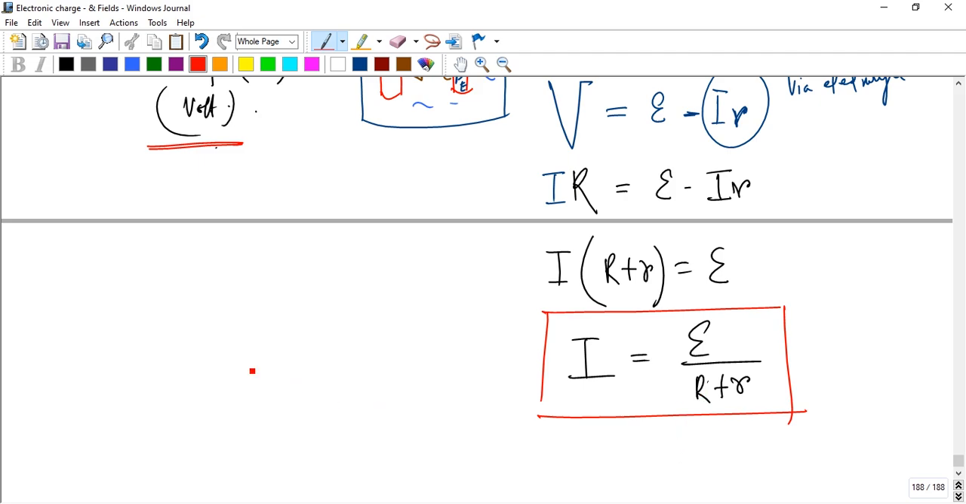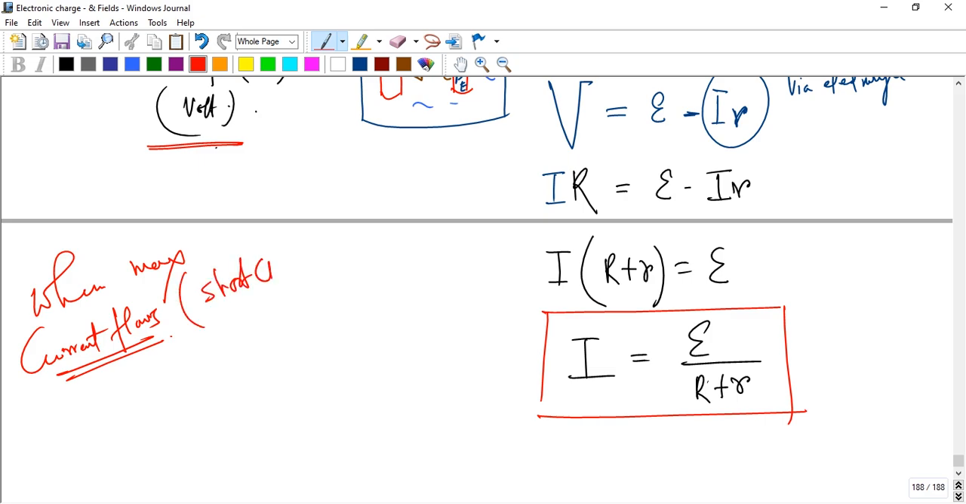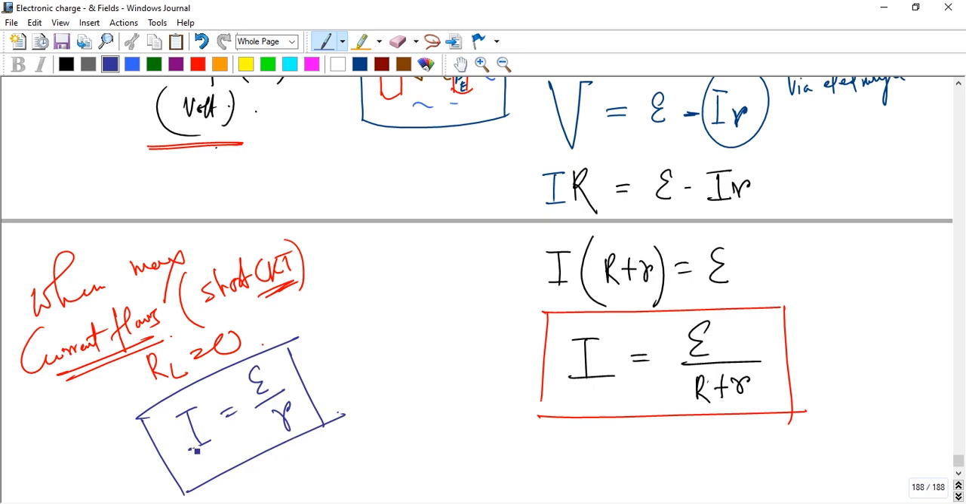So maximum current: when is the maximum current flow? The maximum can be at short circuit. CKT stands for circuit. So the load resistance will be 0, so I equals EMF divided by small r. Okay, that's the maximum current. Clear the concept: what is the maximum current, and how to get the maximum current here?